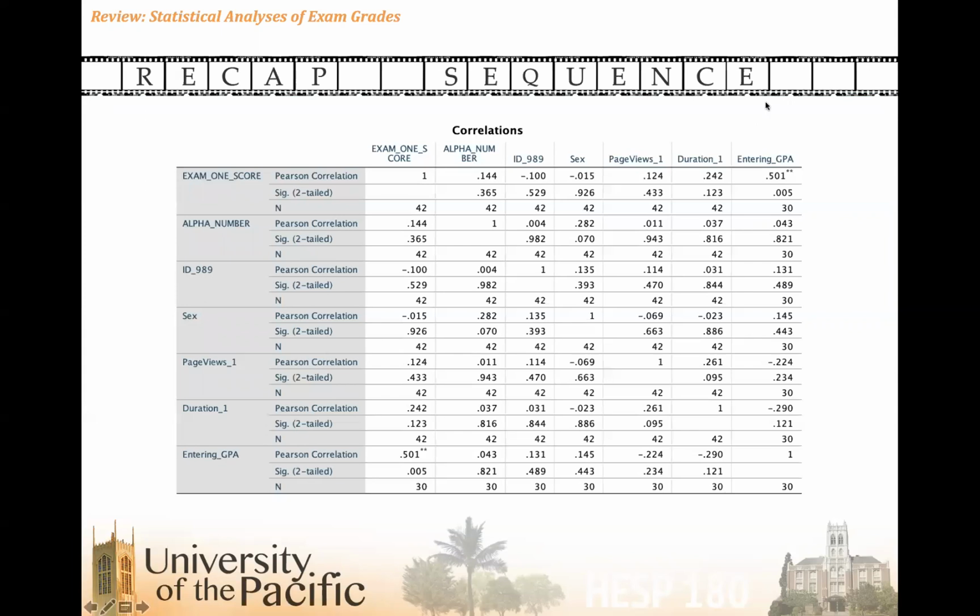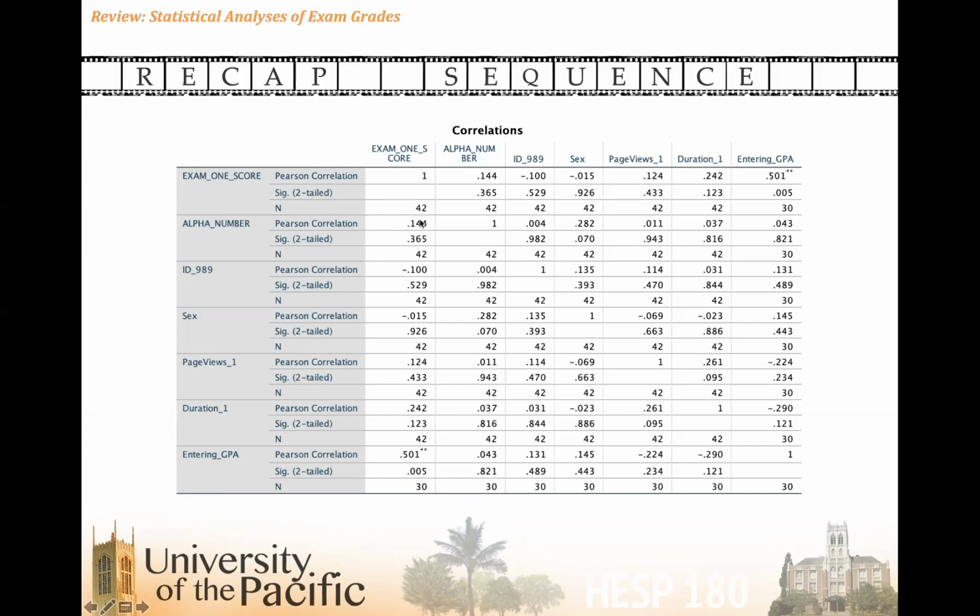And a Pearson correlation, well, this is the exact same, exam one score compared to exam one score, alphabet number compared to alphabet number. So it's a table, so you ignore this diagonal row here. But if you see something like entering GPA and exam one score, those are both continuous. Your GPA can be 2.34987 or 3.5185 pi or something. And the exam one score is also continuous. And so you're just going to get a Pearson correlation coefficient.